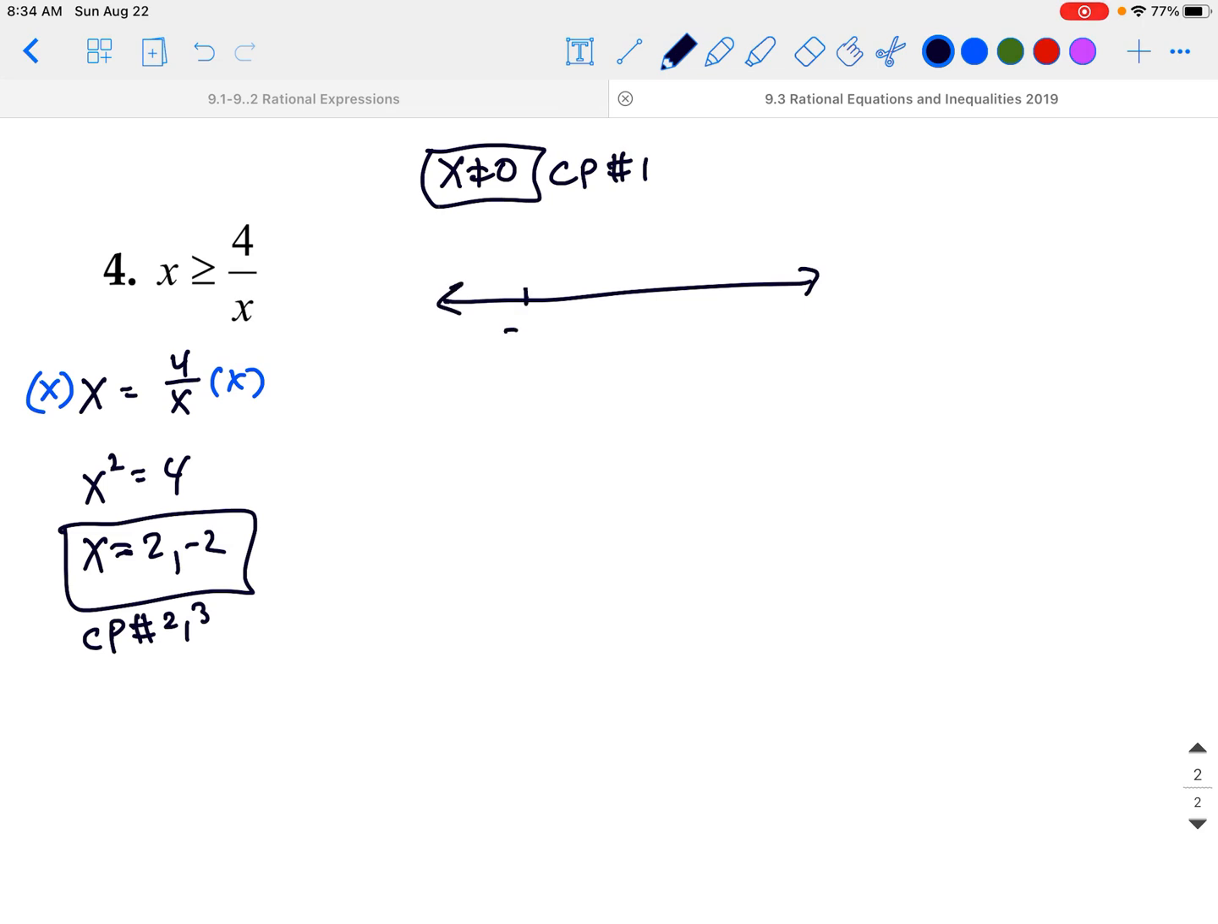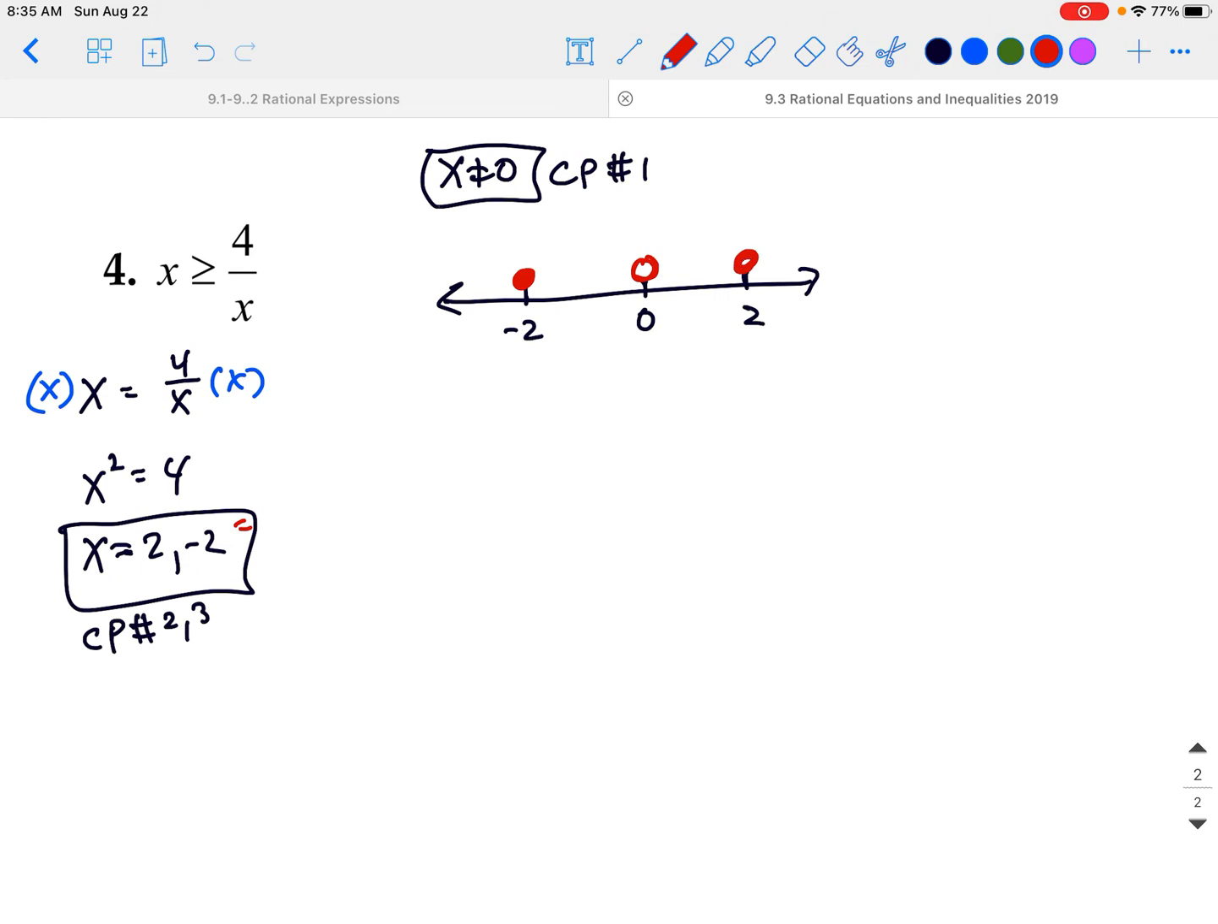So if we draw our number line out, we've got negative 2, we've got 0, and we've got 2. So 0 is undefined, so it's going to be open. But for our inequality, now we have an equality, right? Greater than or equal to, which means for our solutions, we can equal those.